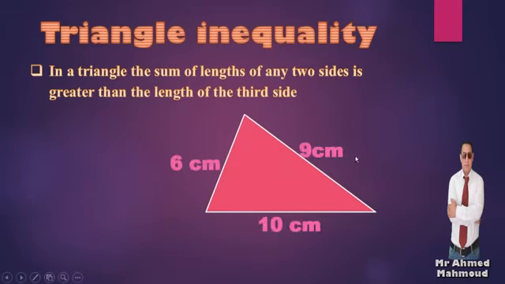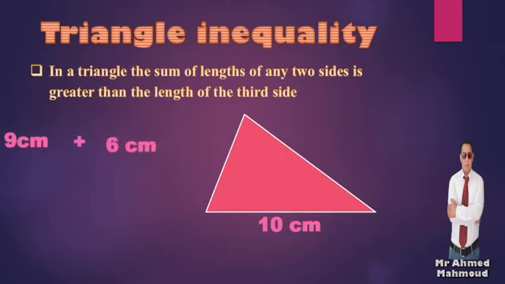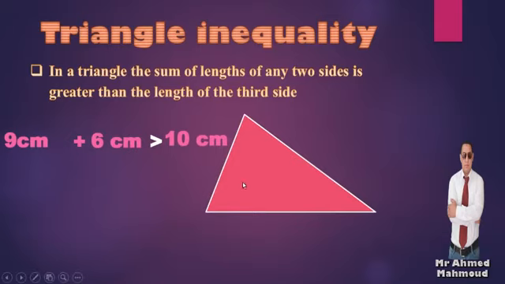For example, in this example, we have 6, 9, and 10. By comparing the two smaller sides, 6 and 9, 6 plus 9 equals 15. 15 is greater than 10, so we can draw the triangle because the sum of two sides is greater than the third, or the sum of the two smaller sides is greater than the third. Okay, let's solve problems about this concept.